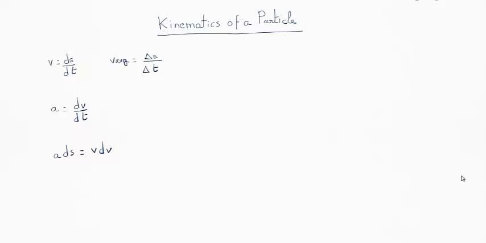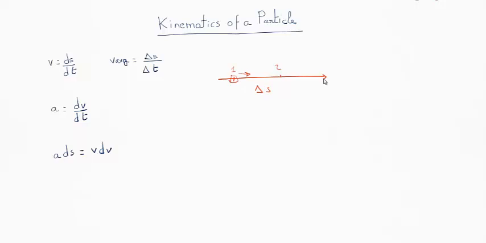Hello everyone, in this video we will be talking about kinematics of a particle. So let's get started. Let's say a particle has a path like this, and it goes from point 1 to point 2, delta s. The particle starts here and it's moving in this way.